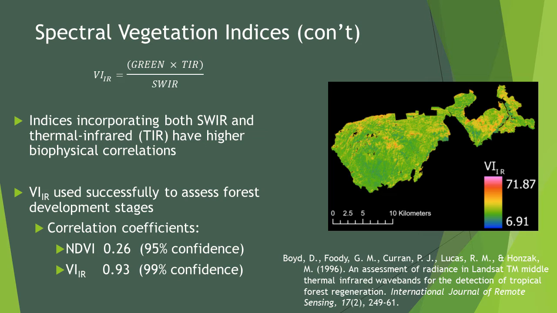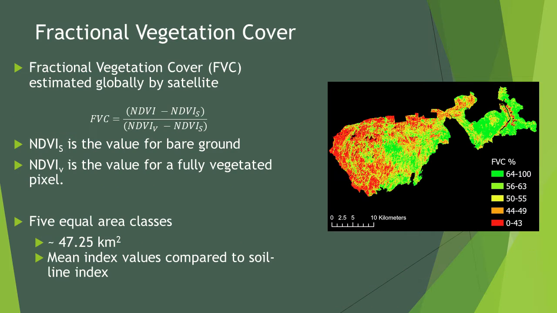Most specifically, Boyd et al. 1996 implemented VIR to assess regeneration stages of Amazon rainforests according to how long they had aged after deforestation, based on a low-high range of values. Compared to NDVI, VIR was found to boast a significantly higher correlation with plant biophysical properties, specifically stand age. Correlation coefficients increased from 0.26, 95% confidence with NDVI to 0.93, 99% confidence.